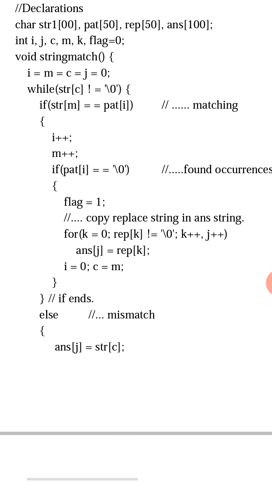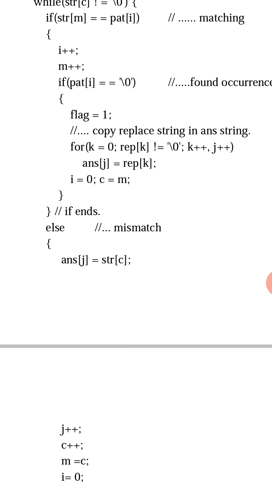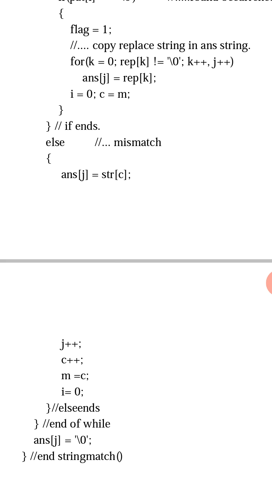Again it will check the while condition. Finally it has not yet reached /0, and now the character is t. So t is not equal to your pattern's first character, that is g. So hence again it fails, it will come to the else part. Directly t is copied to answer, the j value and c value are incremented, again m is updated to the index value of c, and the value of i is assigned to 0.